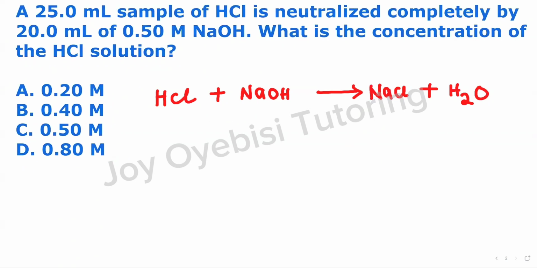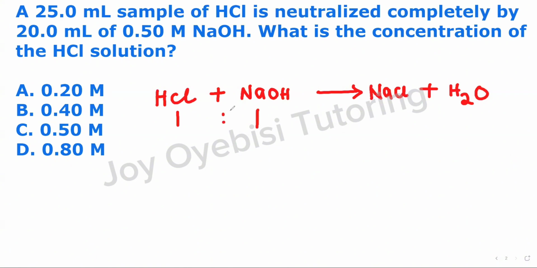The next thing you would do is to balance this chemical equation. So if we check hydrogen, you have 1 + 1, that is 2. So that's 2 hydrogens over here. Chlorine, 1, 1, sodium, 1, 1, and oxygen, 1, 1. So that means that this is already balanced. So we don't have to do anything to it. The ratio of acid and base is 1:1.